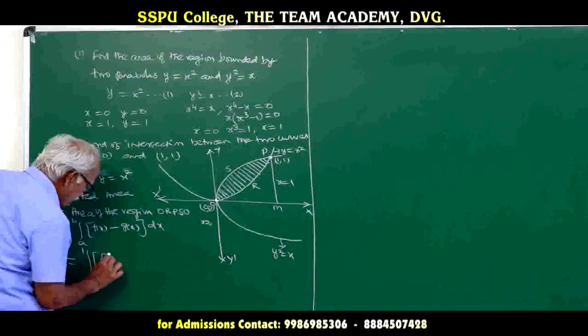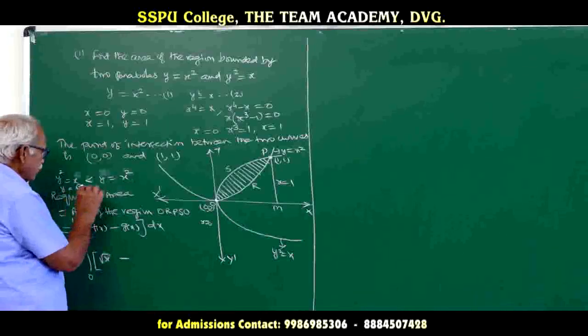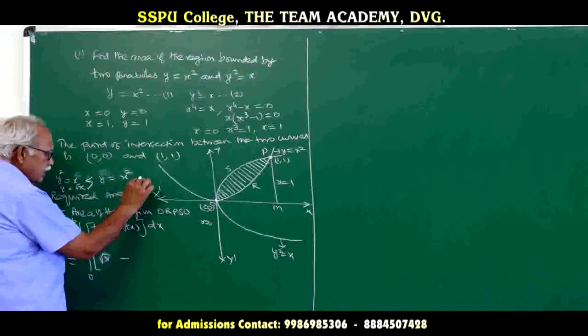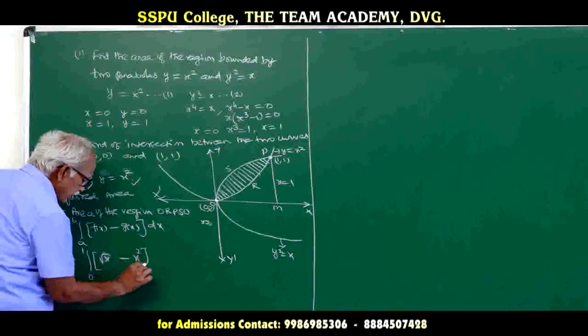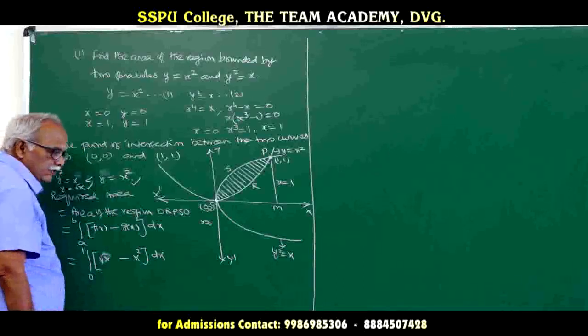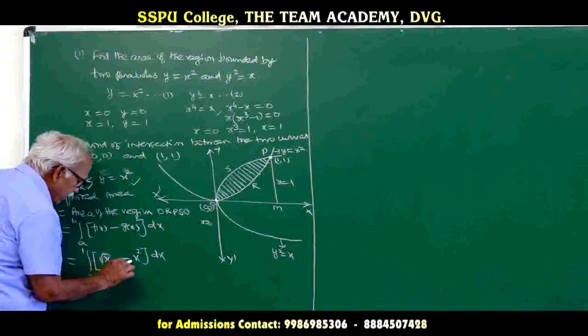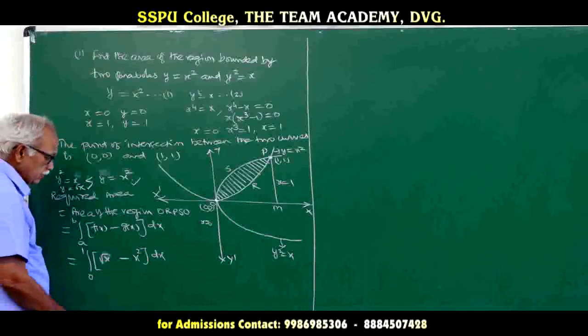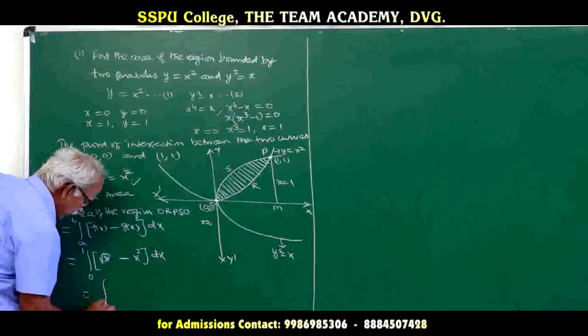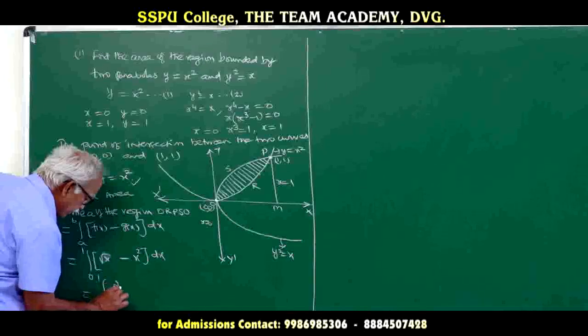So, here f of x is root x, that is y only you have to consider, and here also y you have to consider, that is x square. Or you can take it as y1 minus y2 into dx. So, what is the integration for this?